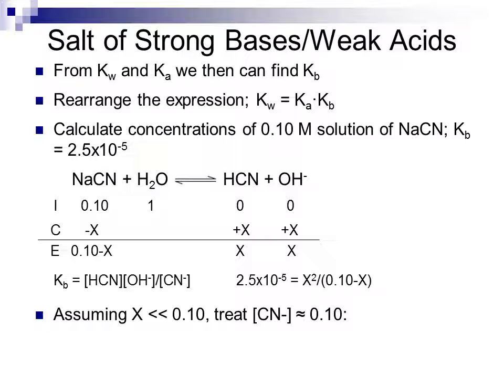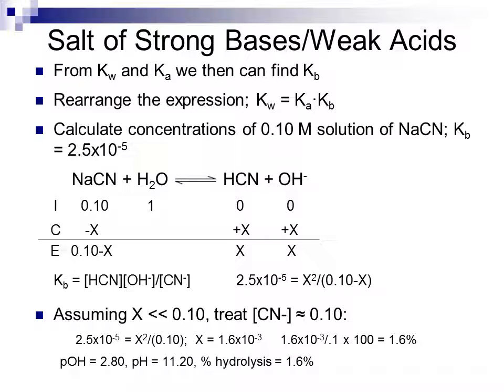Because 2.5 times 10 to the minus 5 is relatively small, we'll treat the Kb as being so small that we can ignore the x on the bottom, where 0.1 subtracts x. So we wind up with the concentration of CN minus on the bottom being 0.1. 2.5 times 10 to the minus 5 is equal to x squared divided by 0.1. This means that x comes out to 1.6 times 10 to the minus 3. That is only 1.6% of 0.1, so it is a valid assumption. The pOH then is 2.8 because the negative log of 1.6 times 10 to the minus 3 is 2.8. The pH would be 11.2, which is 14 minus 2.8. And the percent hydrolysis will be 1.6.